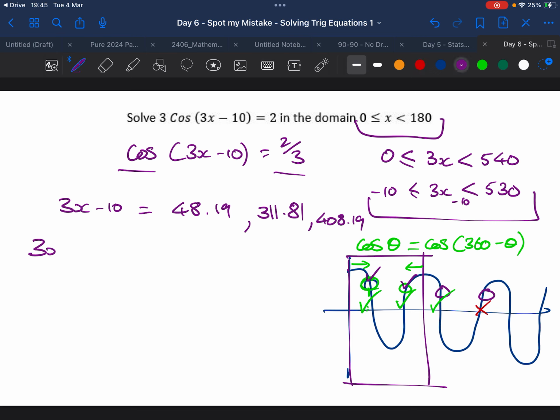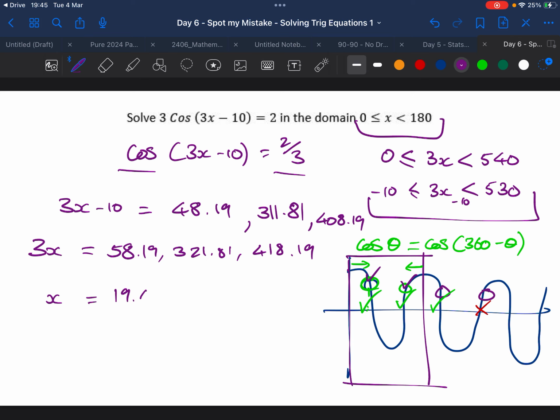Let's finish it off now. So 3x equals, let's add 10 to everything, 58.19, 321.81, 418.19, and we divide by 3 as our final step.